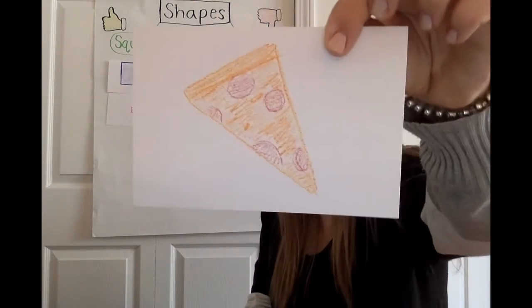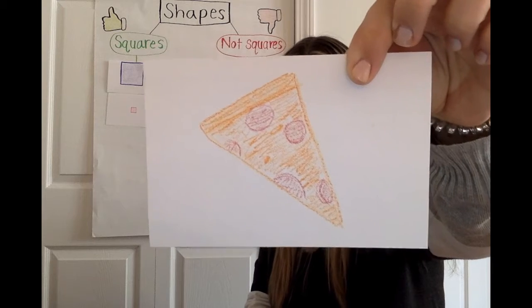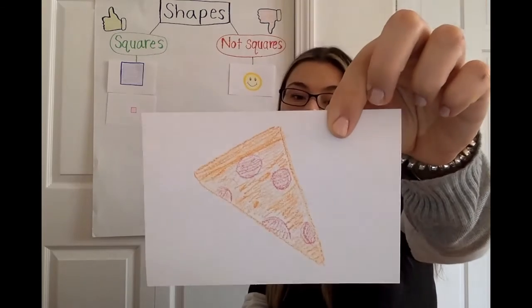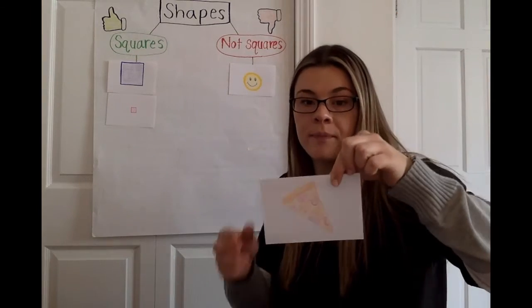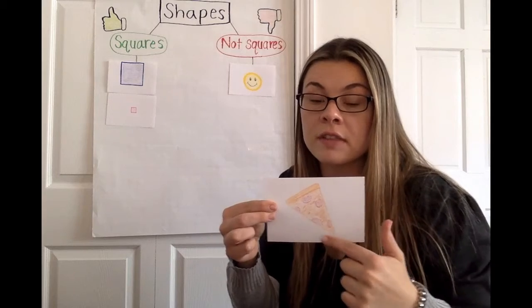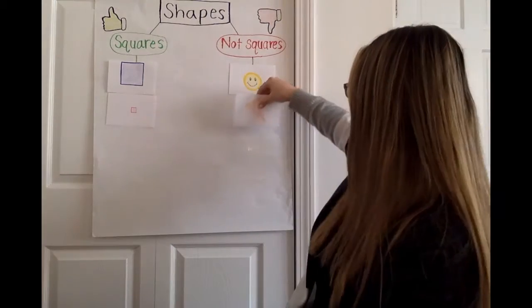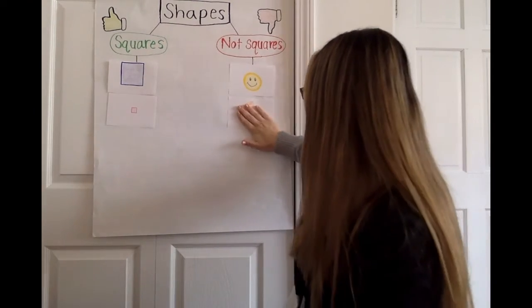All right, next we have a piece of pizza. Look at this and decide what kind of shape it is. Is it a square or is it not a square? Should have a thumbs down. It is not a square. It does not have enough sides to be a square. There are only 3 sides.